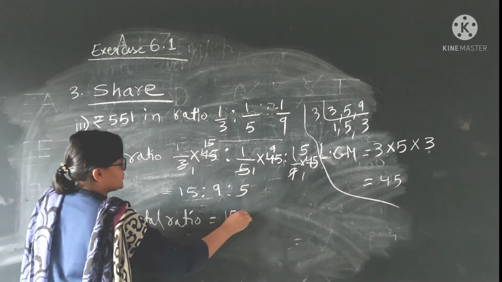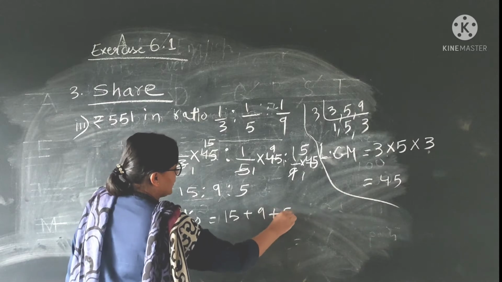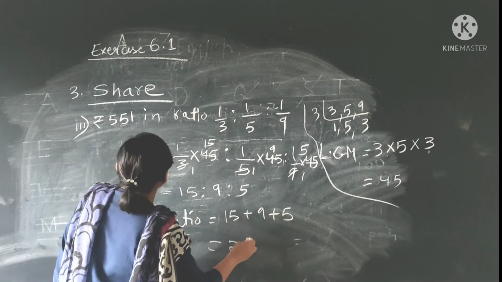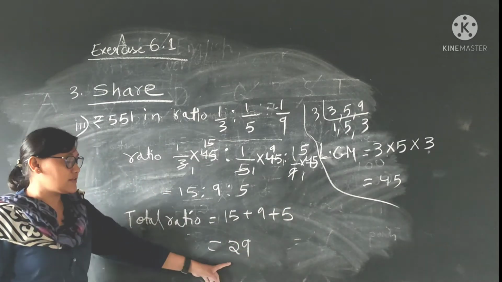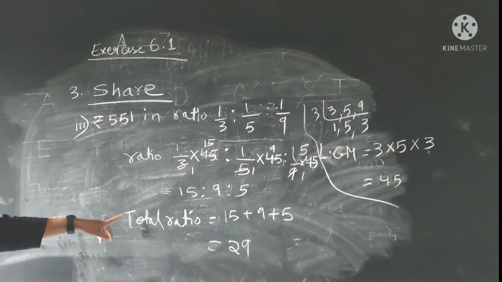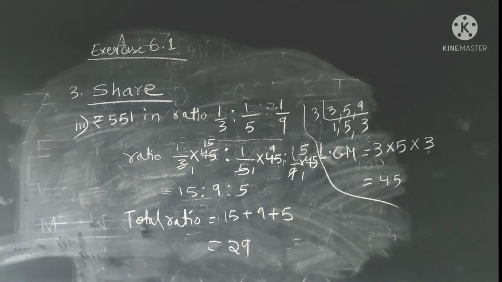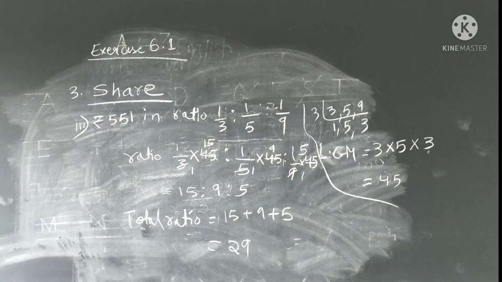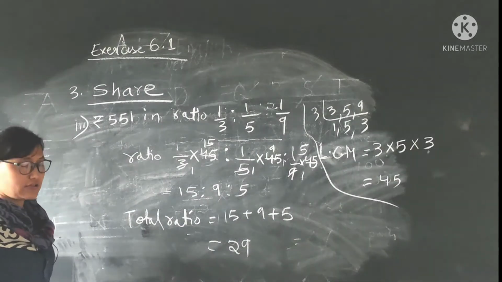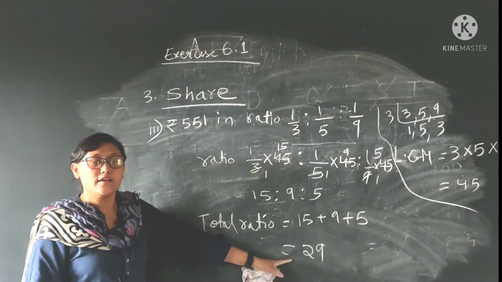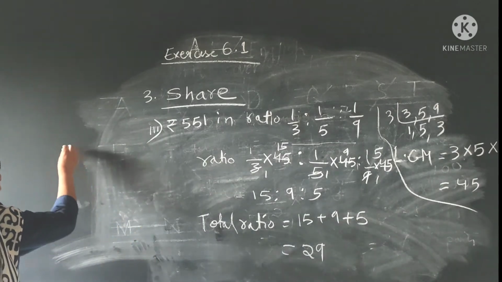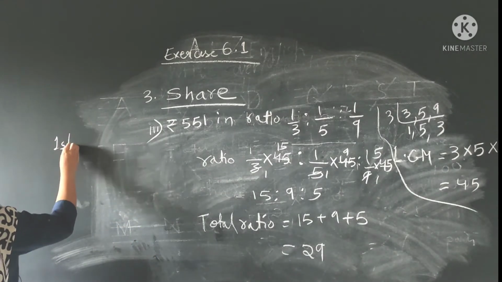So, if you add it, 15 plus 9 plus 5, your total will be 29. Now, taking this as the total ratio, we will be dividing rupees 551 in 3 parts. So here 3 ratios. Clear? Now let's calculate. The total ratio is 29. So now let's calculate each share.